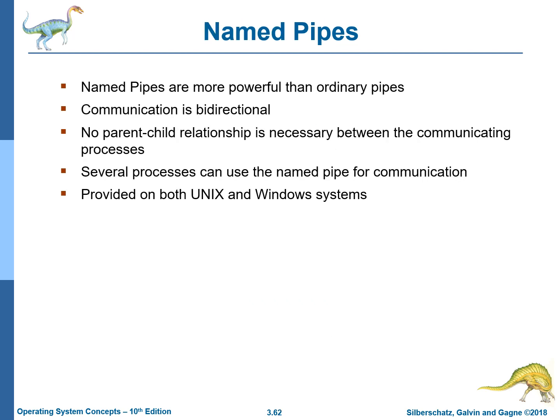Named pipes are more powerful than ordinary pipes. Communication is bidirectional. No parent-child relationship is necessary between the communicating processes. Several processes can use the named pipe for communication. It is provided on both Unix and Windows systems.